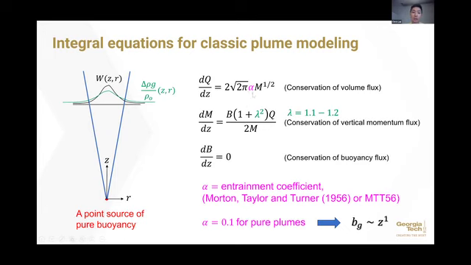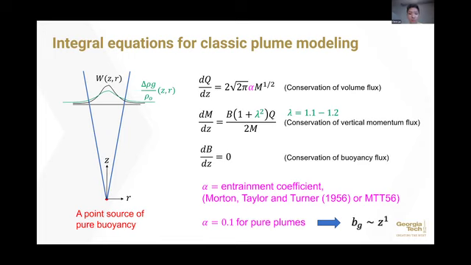It tells you how the volumetric flow rate of a plume would change with distance. The hypothesis basically says that the entrainment rate is a certain fraction of the local centerline velocity, and that fraction is expressed by this entrainment coefficient alpha. From experiments, we know for pure plumes this alpha is on the order of 0.1. In fact, this constant value is used in a lot of plume modeling, like volcanic eruptions, buoyant jets, or fire plumes.